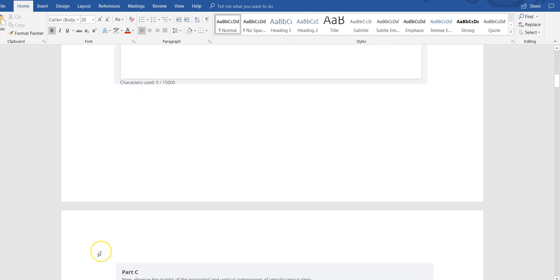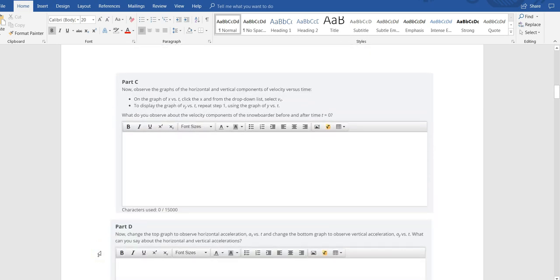Now go to part B. It says observe the graphs of the horizontal and vertical components, the left to right and up and down, of the velocity. Now not displacement or distance traveled, but speed, basically, or velocity. The directions say to click on the x-t graph, click on the x. That's like V of x. Do the same thing on the other graph. I'm looking for V of y. Let me show you how to do that real quick.